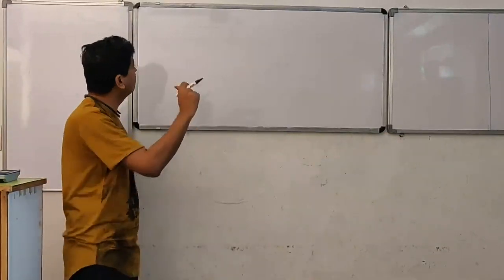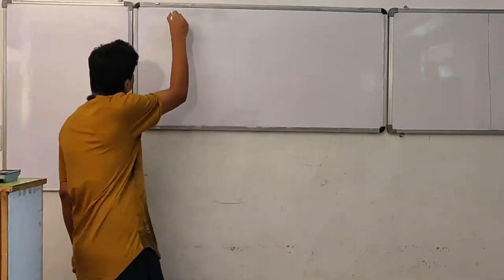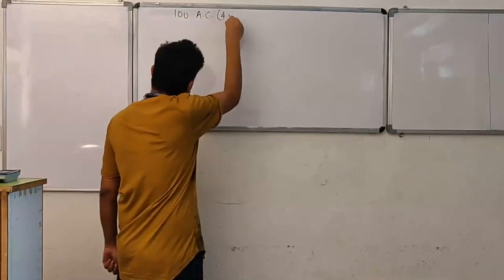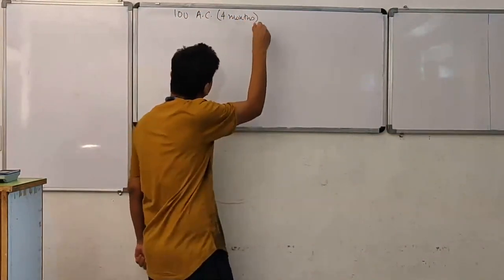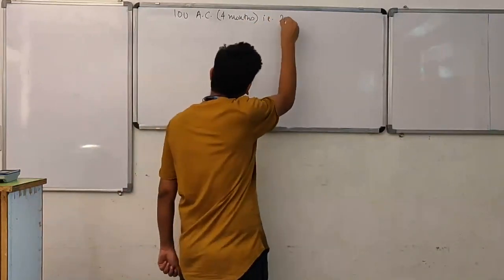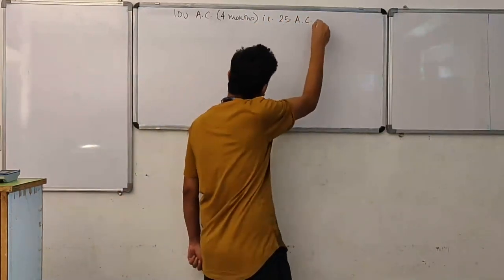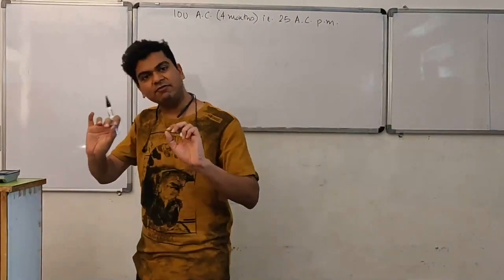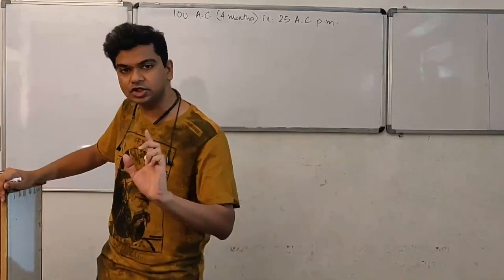If I put it on the board, we have received an order for 100 air conditioners. As I said, it is to be delivered within 4 months. So we can say it will be 25 air conditioners per month. So in batches of 25, we will be dispatching our air conditioners.